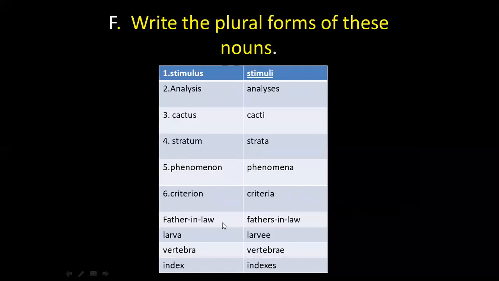As we have told you earlier, if there is a principal word, father is the principal word. Therefore, we add s to the principal word. Larva, larvae; vertebra, vertebrae; index, indexes.